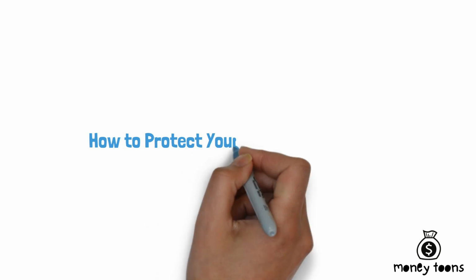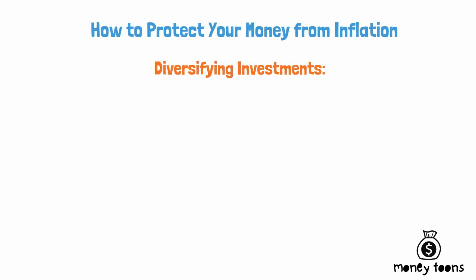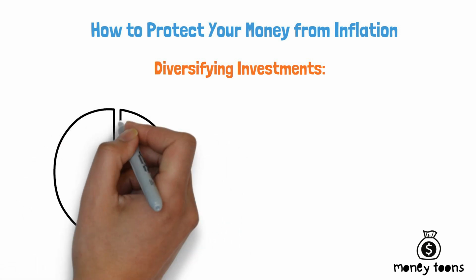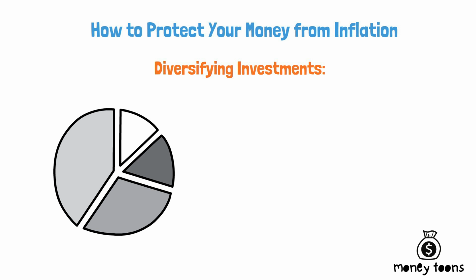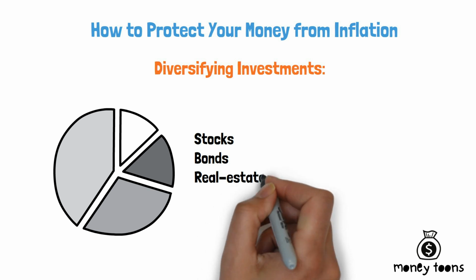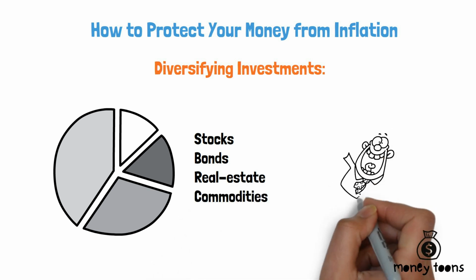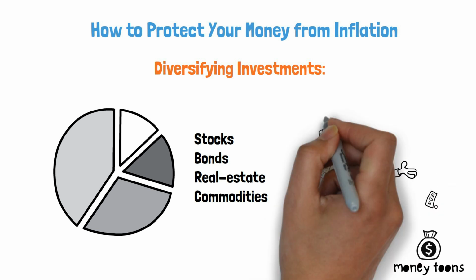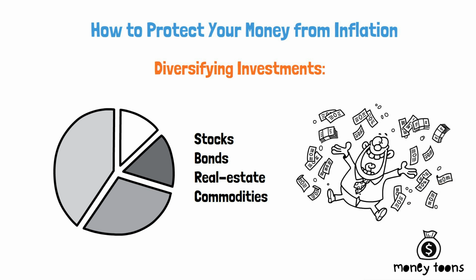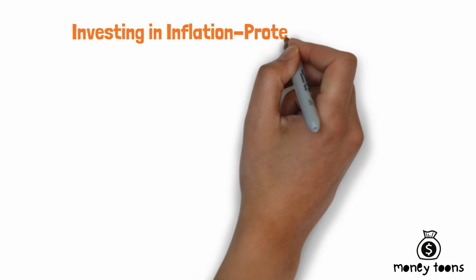How to protect your money from inflation. Diversifying investments. One of the most effective ways to protect your money from the effects of inflation is to diversify your investments. This means spreading your investments across different asset classes, such as stocks, bonds, real estate, and commodities, so that you're not too heavily invested in any one area. Diversifying your investments can help reduce your overall risk and increase your chances of achieving your financial goals.